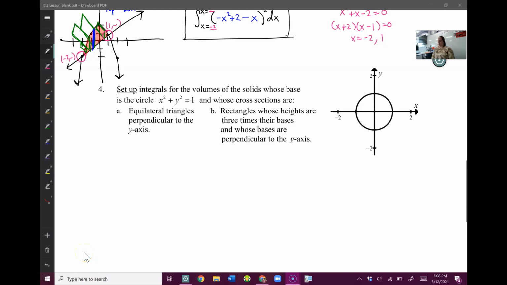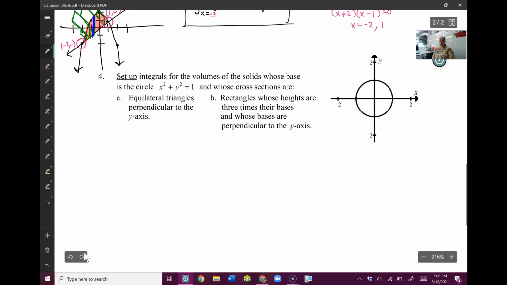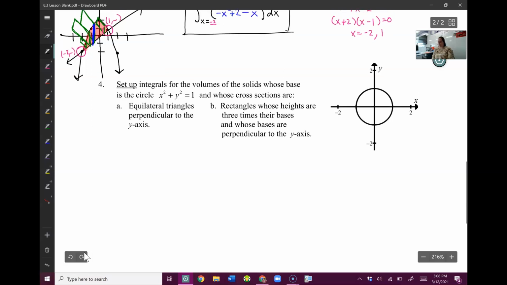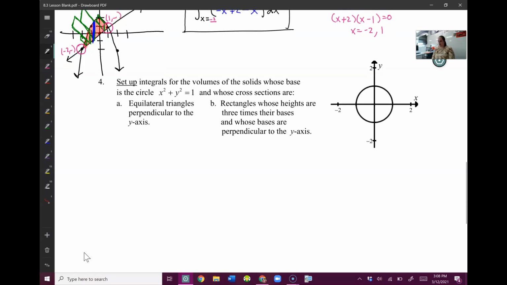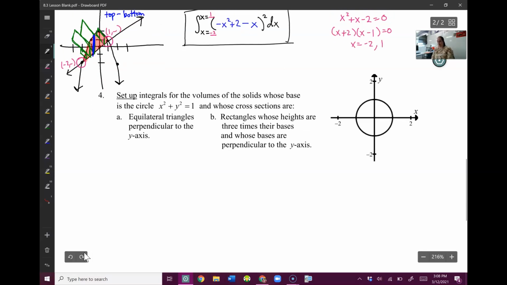Last problem. Once again, setting up, not solving. Set up integrals for the volumes of the solids whose base is the circle shown right here and whose cross sections are, for A, equilateral triangles perpendicular to the y-axis. So that would be like this.